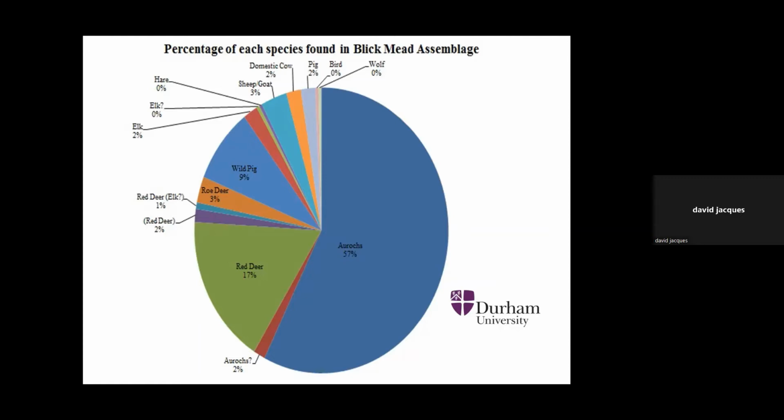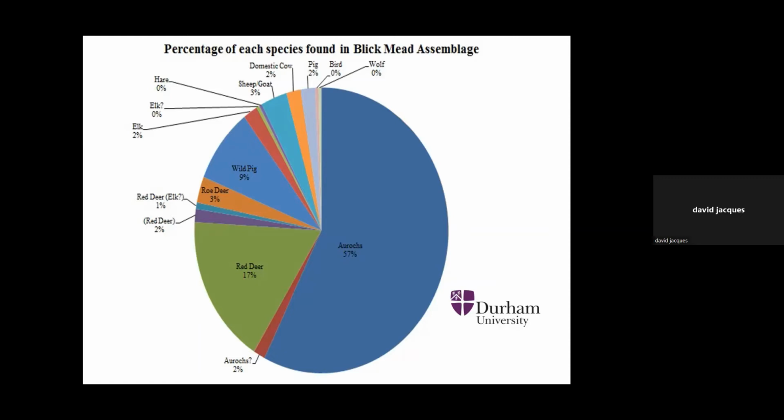I should say this is in terms of the whole of Europe: this is by far the biggest percentage ever found of people consuming Aurochs. So it gave us a clue that Blick Mead might not have been a normal Mesolithic place. It may well have been a hub point where people were coming in from miles and miles around to feast, with everybody taking part in a big hunt and a big meal afterwards.